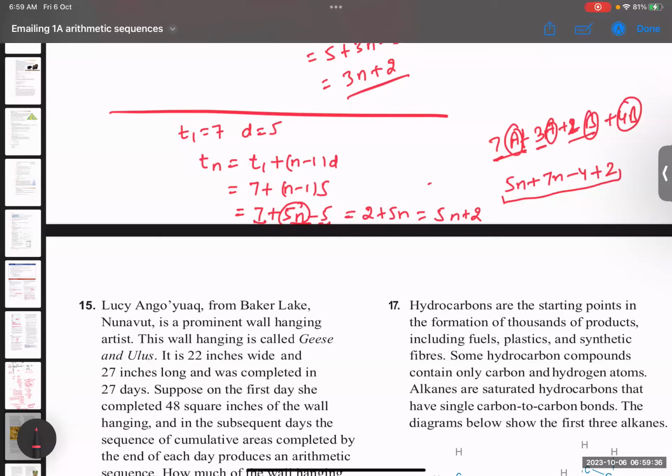Can you add apple with banana? No, it's 12 minus 2. Again, why are you running? Why do you skip things? 5n plus 7n is 12n, not 12. What is the answer? 5n plus 7n minus 4 plus 2. So what is the final answer? 12n minus 2.